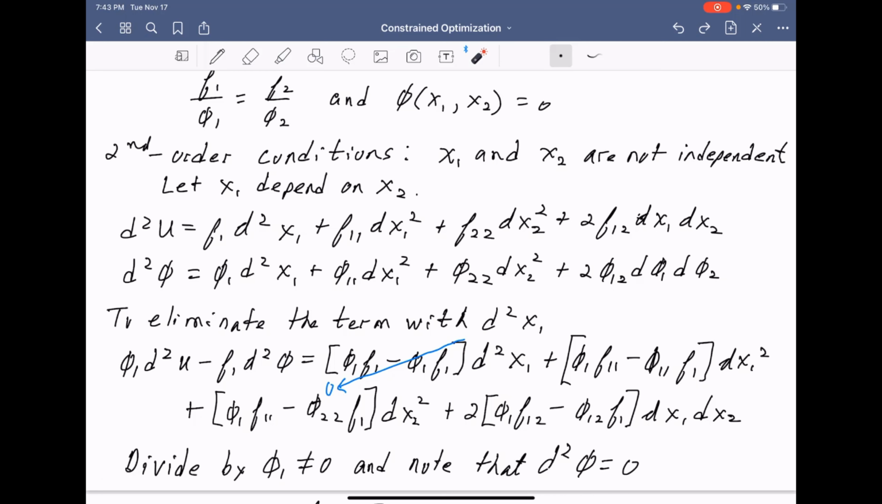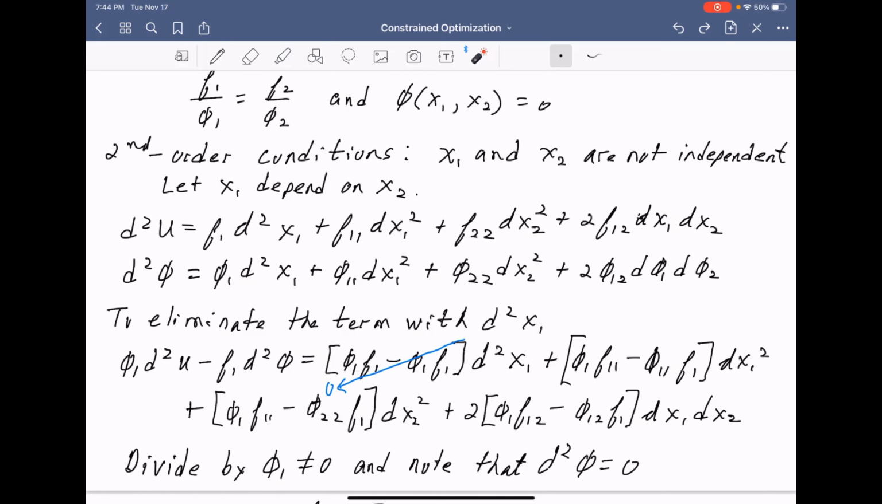Now things get a little complicated because we take the second total derivative of u, and we get that f1 and then the second total derivative of x1, because x1 depends on x2, so x1 is a function of x2. Then we get f, the second partial derivative with respect to x1, multiplied by dx1 squared. Same thing with the second partial derivative with respect to x2 times dx2 squared.